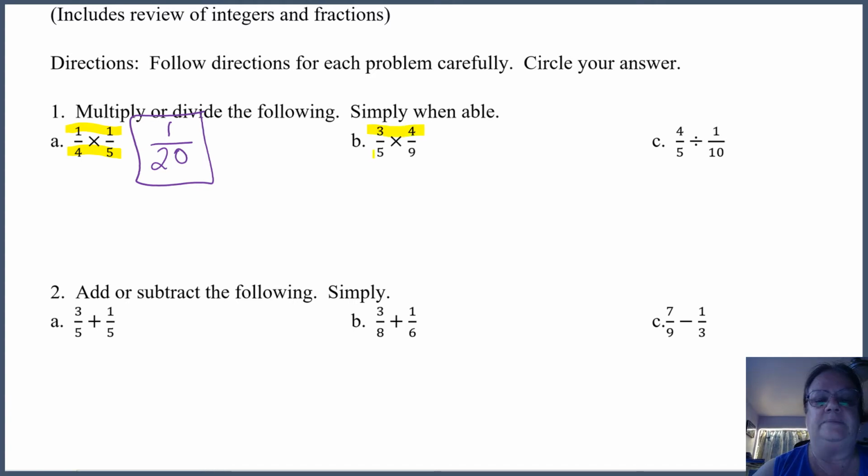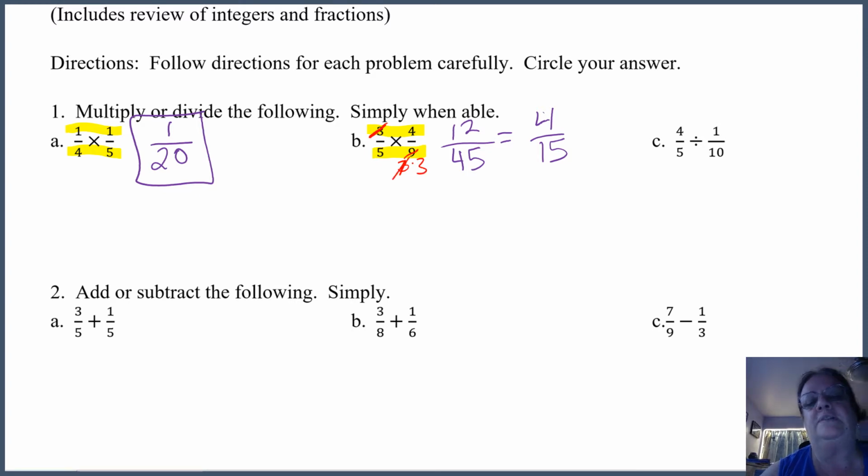Okay, 3 times 4, 5 times 9. 3 times 4 is 12. 5 times 9 is 45, but they both have 3's in them, so we have to reduce this to 4 over 15. Now, we could have done this ahead of time by noticing I had a 3 here, and the 9 is 3 times 3, so we could have gotten rid of one of those. Then we would have seen the 4 over 15 right away. Your choice how you do it.